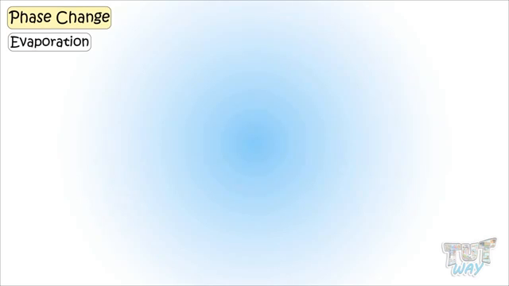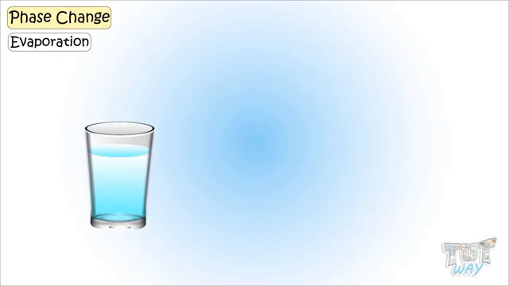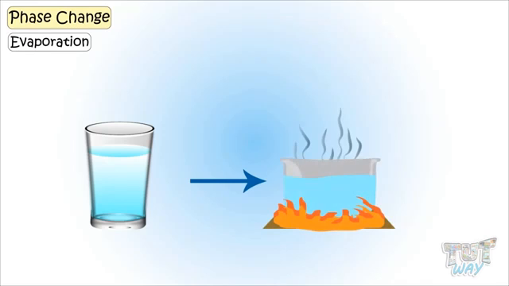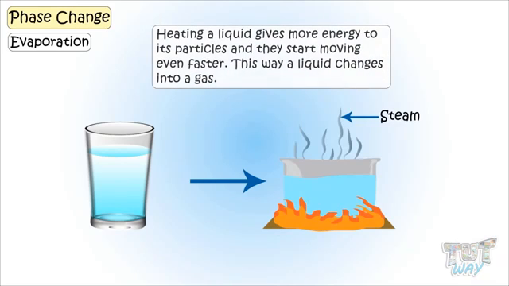Evaporation. Conversion of liquid into gas is called evaporation. That is, heating water produces steam. What actually happens is, heating a liquid gives more energy to particles of liquid, which start moving even faster, which is the characteristic of gas. So liquid turns into a gaseous state.